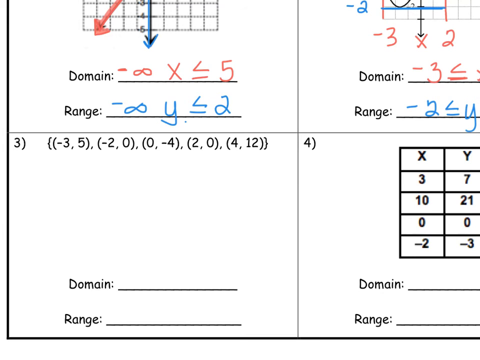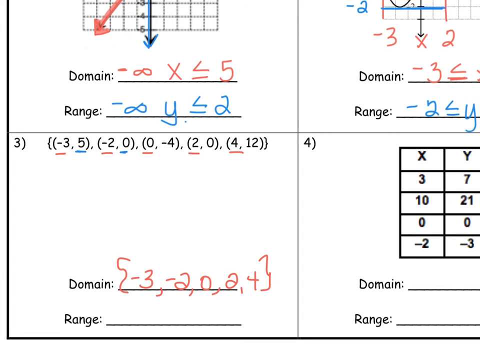So in example number 3, our domain is all our x values, and I know this is a function because all my x values are different, and I'm going to list them in order from least to greatest. So -3, -2, 0, 2, and 4.